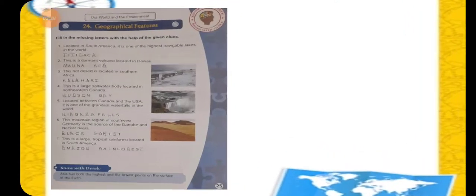That is also about the geographical features. So fill in the missing letters with the help of the given clues. Here also it's about geography. Some words are related to geography and we are going to fill up some missing letters so that we get a word which is related to geography. Now let's start, children. Number 1.